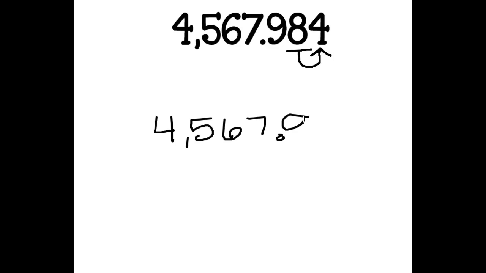If I'm going to round this number, 4,567 and 984 thousandths, to the hundredths place, I always look to what the hundredths place is. So I'm going to underline my 8 because that's the hundredths place. Then I look to the right in the thousandths place. That 4 is going to make my 8 stay where it is. So to round this, I'm going to have 4,567 and 98 hundredths.